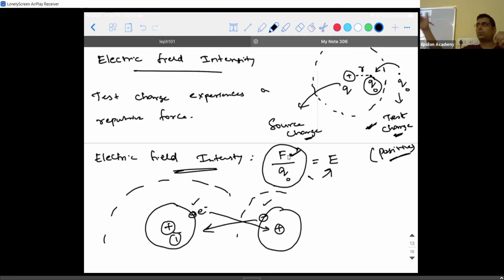Let's say the nucleus of the first hydrogen is pulling the electron of the second hydrogen. The vice versa is happening. As a result of it, they will start moving close to each other. If they start moving even more close, what will happen?